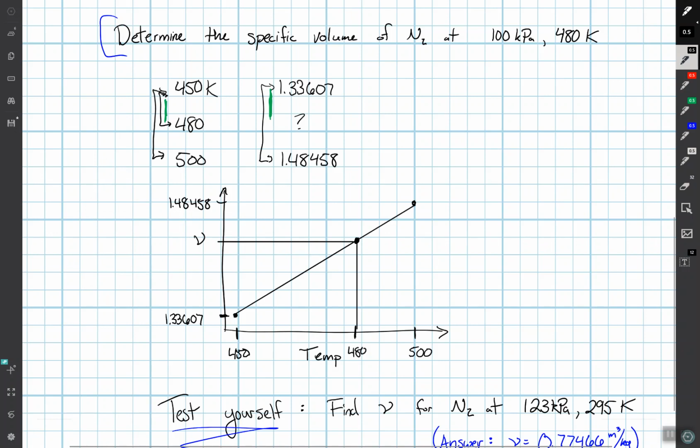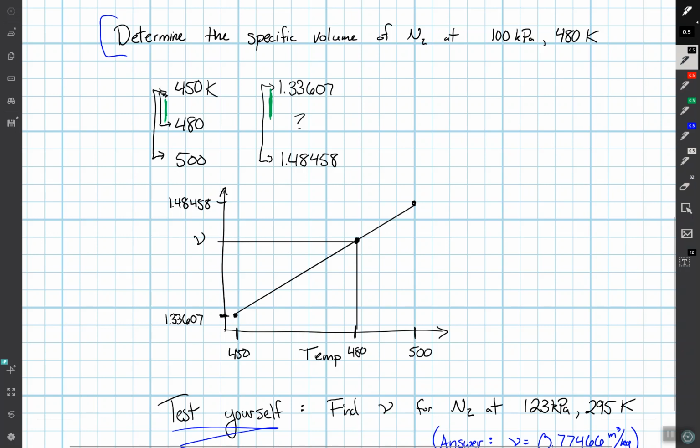Okay, so this is all we're doing graphically. We're simply saying that we'll just draw a line between these two points, 450 and 500, and then we're going to take 480 up to that line and use that to estimate what the specific volume is there.